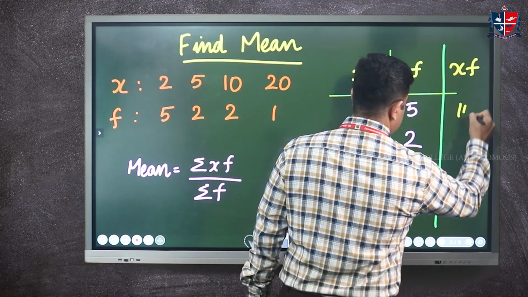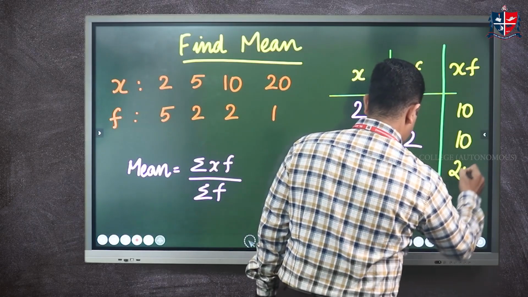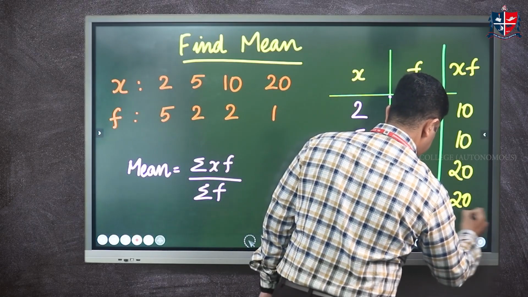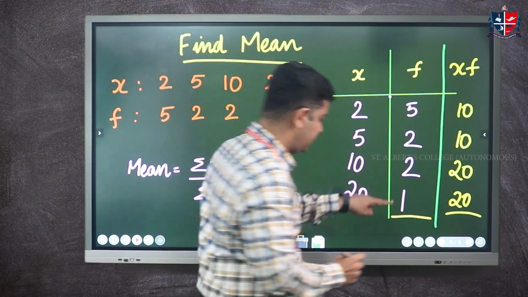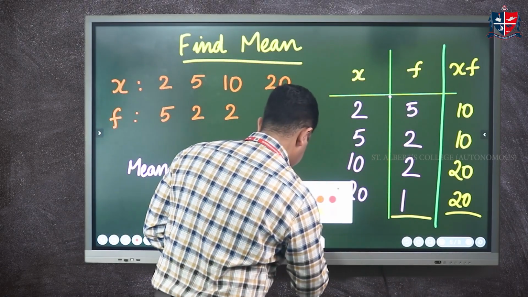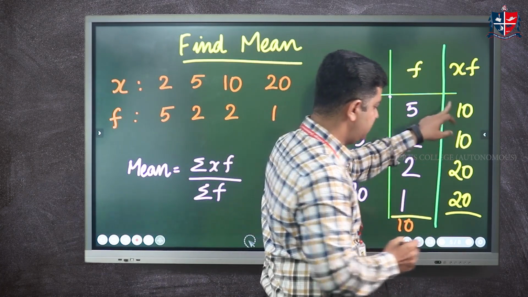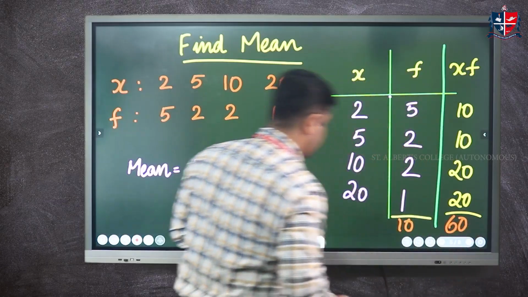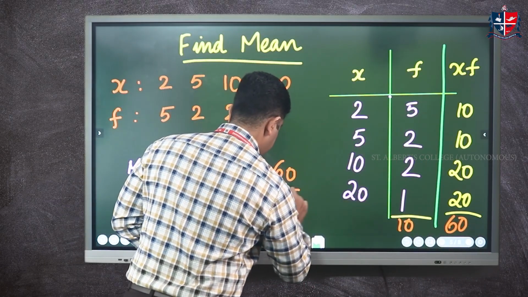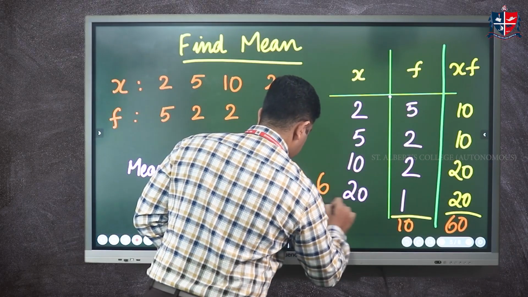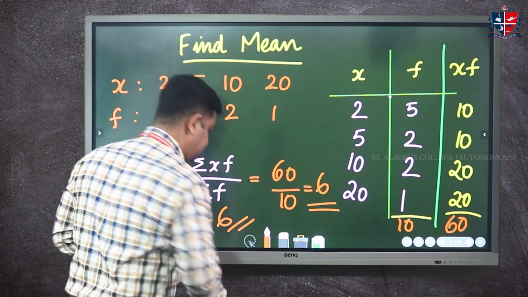5 into 2 is 10. 5 into 2 is 10. 10 into 2 is 20. 20 into 1 is 20. So formula is sigma f. 5, 6, 7, 8, 9, 10. Here the answer comes to be 10. Here it is 20 plus 20, 40, 50, 60. 60. So what should be the answer? Sigma xf is 60 divided by 10 is equal to 6. So x bar is equal to 6.